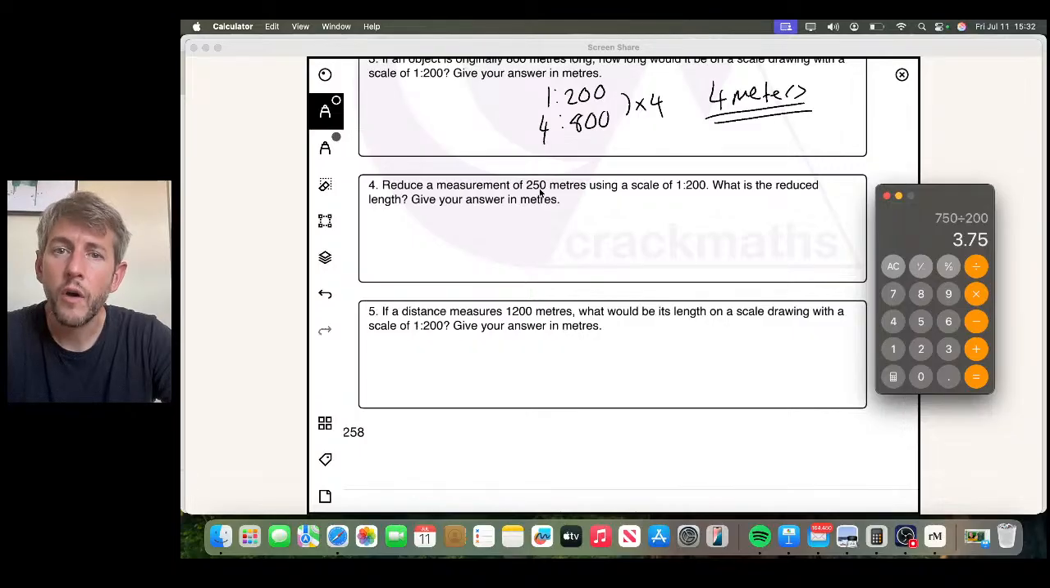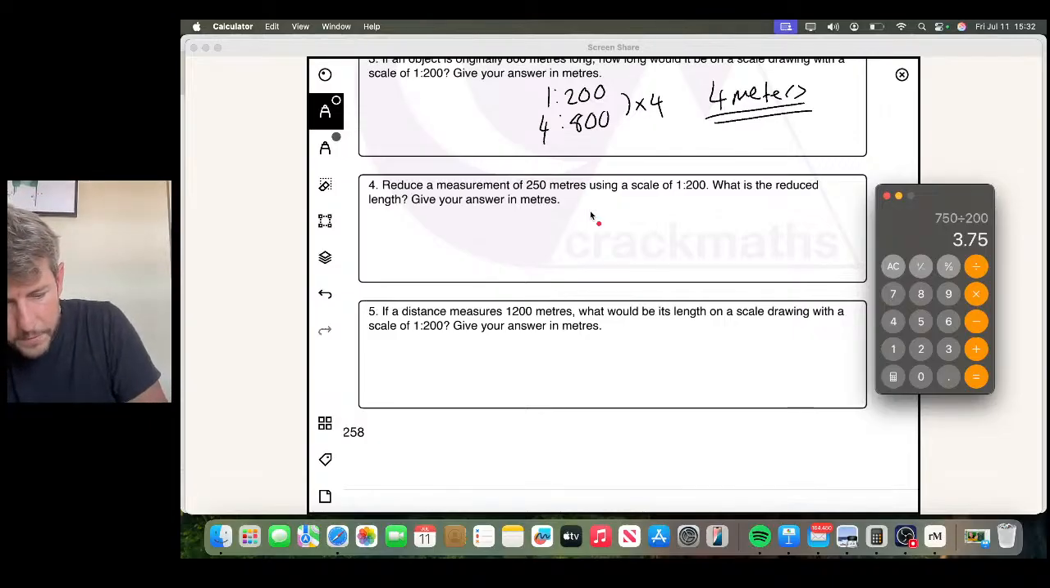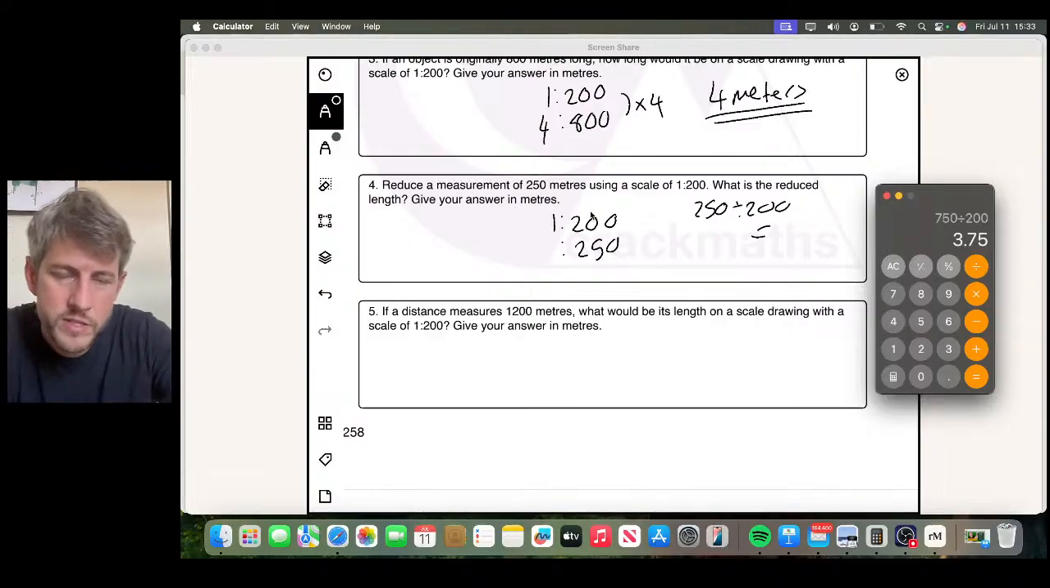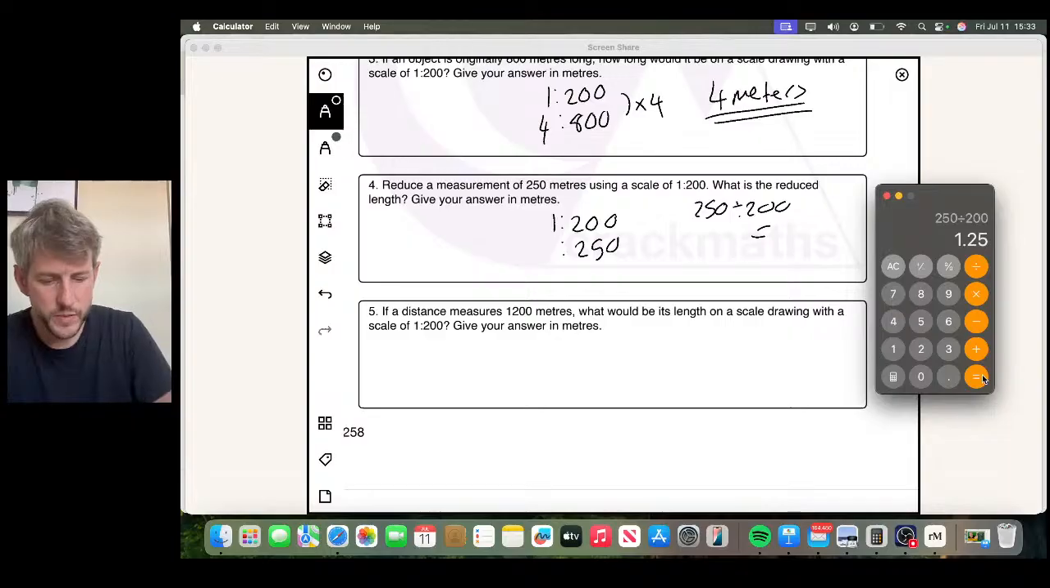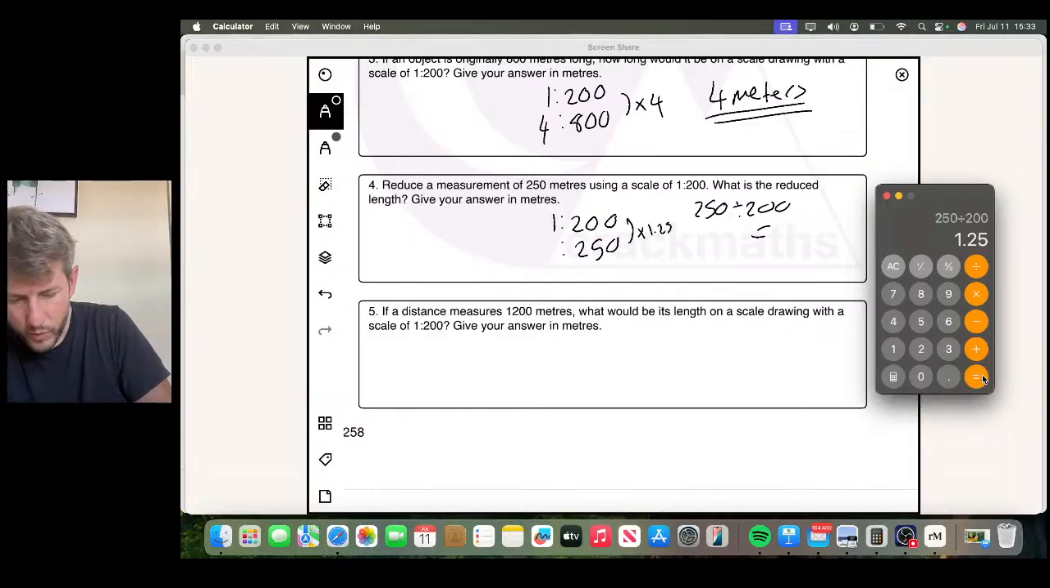Okay, right, question 4. Reduce a measurement of 250 meters using a scale of 1 to 200. What is the reduced length? Give your answer in meters. Okay, so we've got 1 to 200, but we want to get up to 250. Again we need to do 250 divided by 200 to find out how many lots of 200 make up 250. So we're timesing this by 1.25, which means it's 1.25 meters.